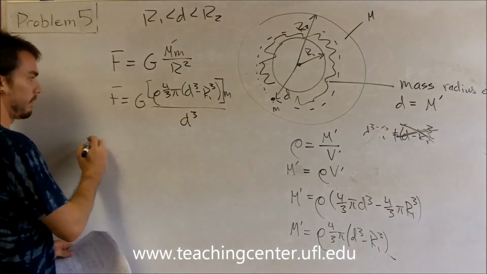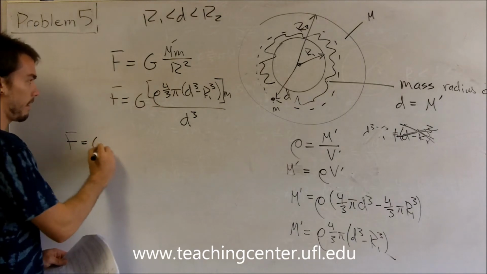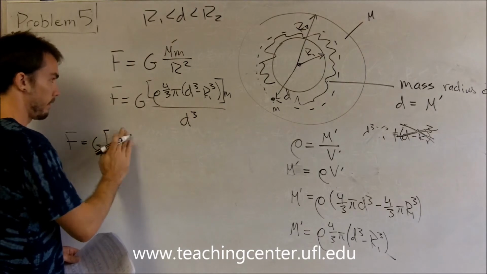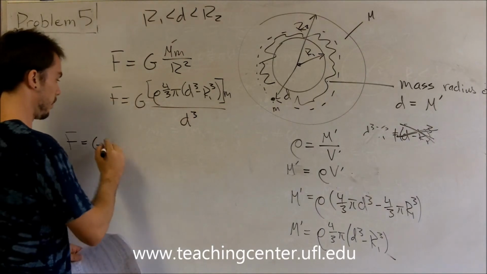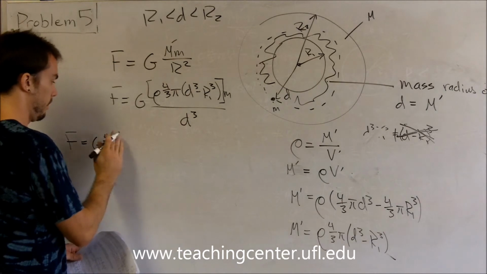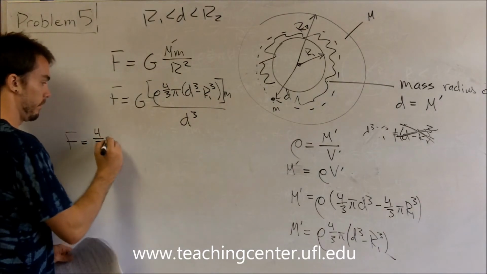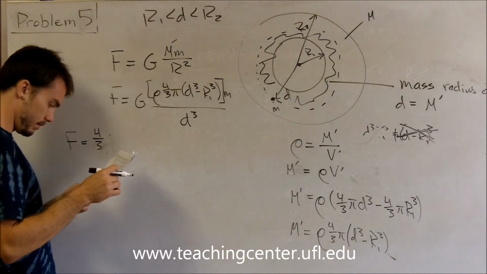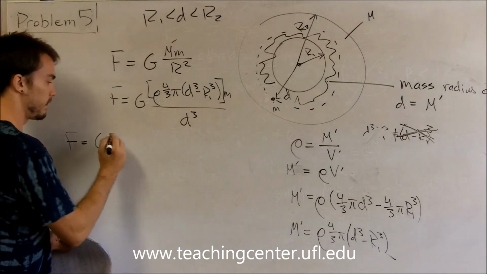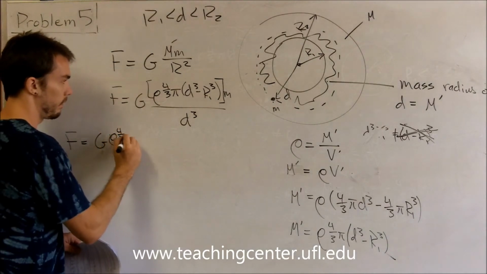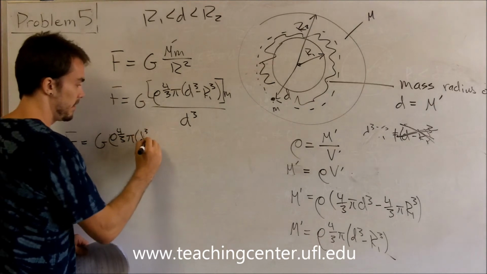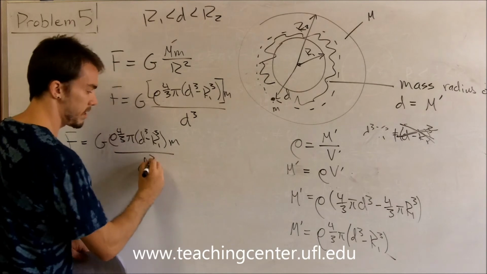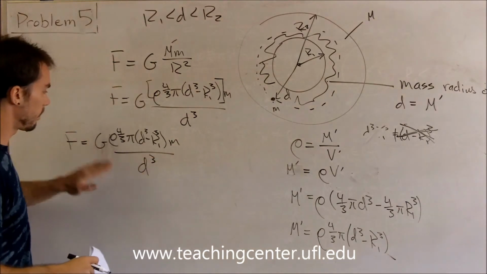So what we can do to this is you can say F is equal to G. I'm just going to rewrite this out. Actually, rearrange this a little bit. G times rho 4/3 pi d cubed minus r1 cubed, little m over d cubed. So I didn't change anything, but what we need to do is rearrange this equation.